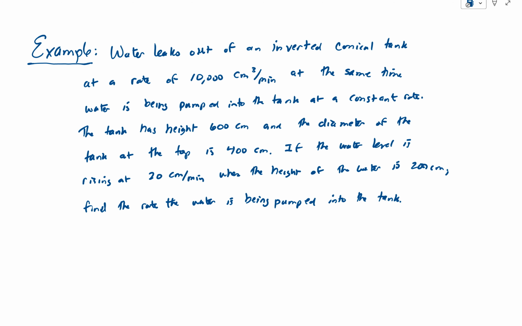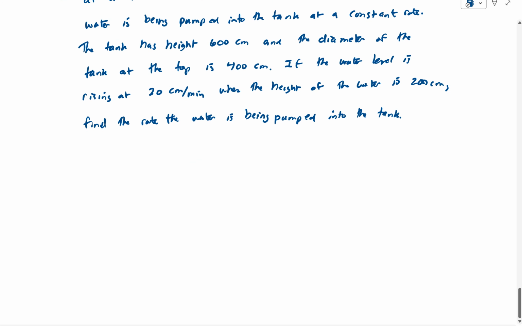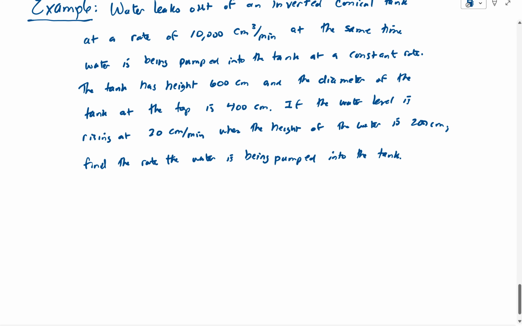Okay, so we have an inverted conical tank. Water is leaking out of it at a rate of 10,000 centimeters cubed per minute, and at the same time, we're pumping water into the tank at a constant rate. The tank has height 600 centimeters, and diameter of the tank at the top is 400 centimeters. If the water level is rising at 20 centimeters per minute when the height of the water is 200 centimeters, find the rate the water is being pumped into the tank. Okay, there's a lot going on in this one.